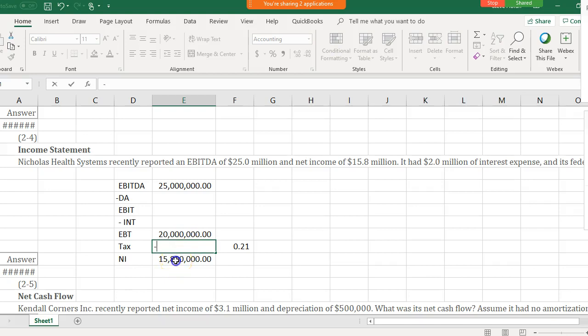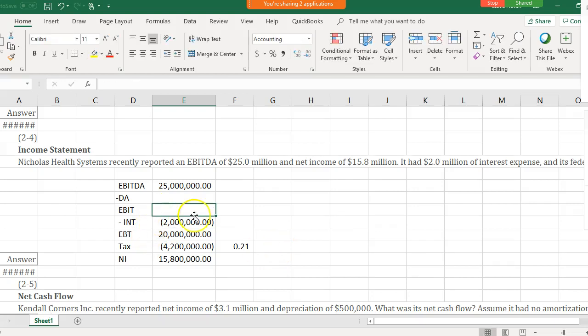So I can take the 15.8, let me do this right here. So I can do minus the 20, and I can do plus the 15.8, and I get $4.2 million. So that's my tax. Okay, and then from here, they gave me the interest number. They said we paid $2 million of interest expense. So I'll go minus 2.